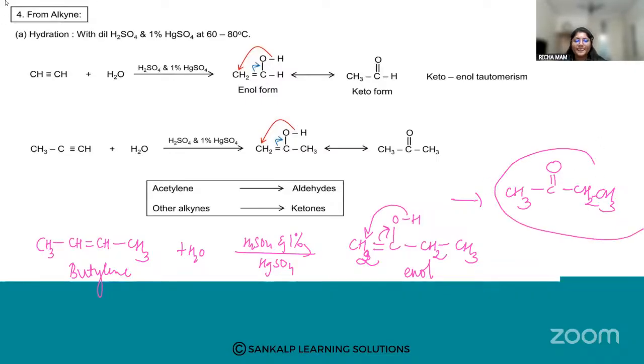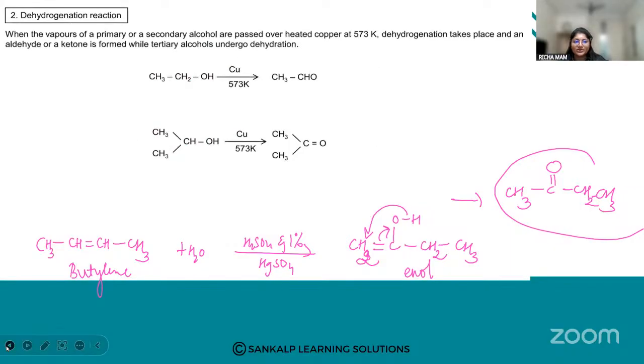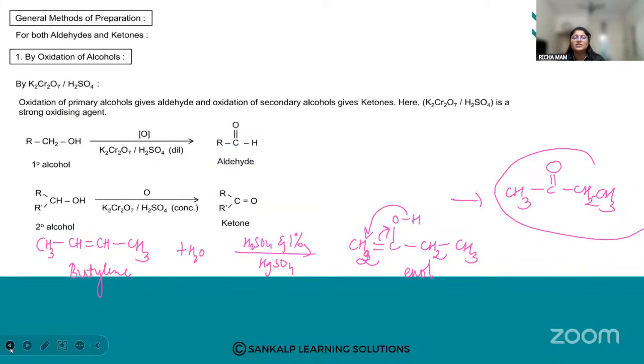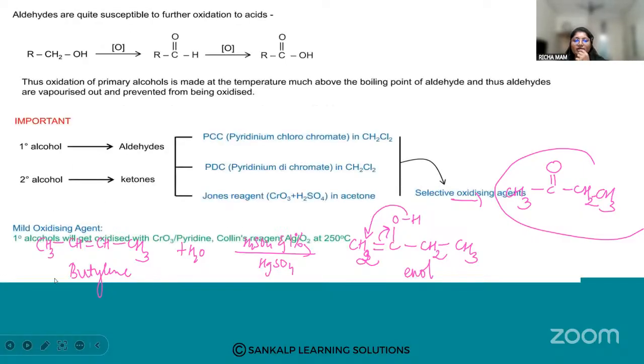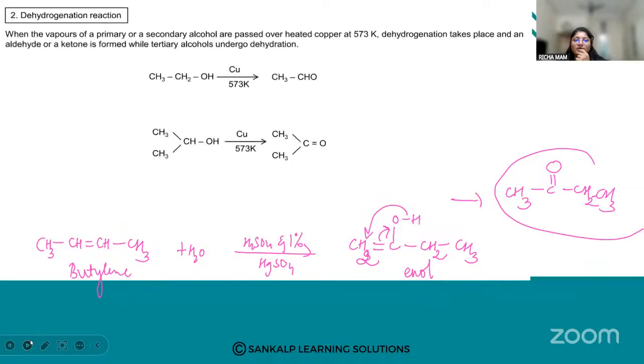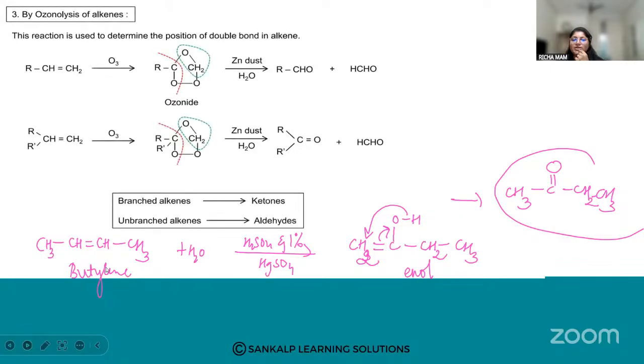Is it clear? Yes, so these are the four methods of preparation which we have seen. Let's revise. First one is oxidation of alcohols by using potassium dichromate with H2SO4. We oxidize primary alcohol to aldehyde and secondary alcohol to ketones. Then the dehydrogenation reaction, that is removal of a hydrogen molecule. With primary alcohol we get aldehyde, and with secondary alcohol we get the ketones.